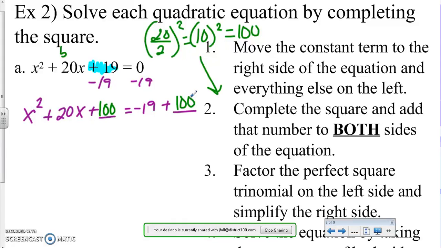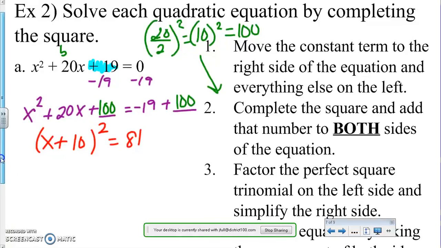Okay, so this is kind of where we were. If you look at this left side here, this is what we were doing in the last example. From here, we are going to factor. The left side will always factor when we do this into this form. We just need to figure out what the number is there. So the easiest way to do that is when we took 20 and divided by 2, we got 10. And because it was a positive 20, we have a positive 10 in the middle. It's factored. I don't have to think about it any more than that. We're done. The right side is negative 19 plus 100, which gives us 81. Okay, so that's our step 3.